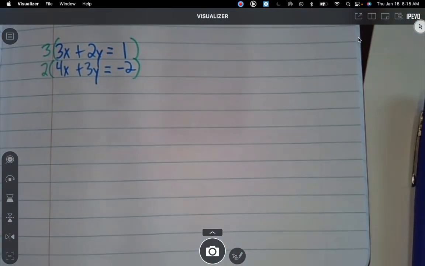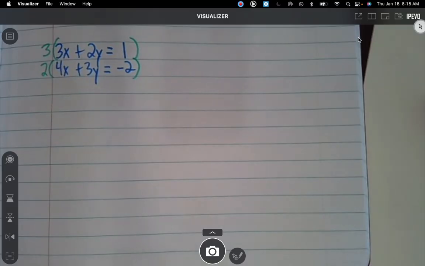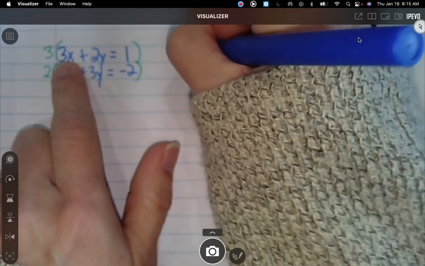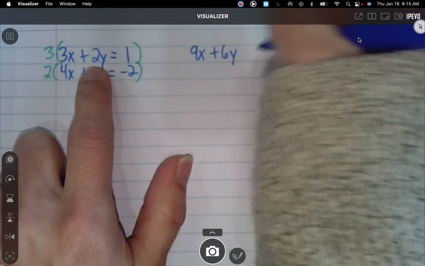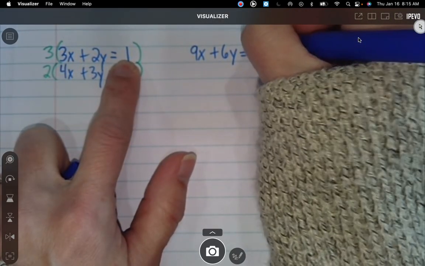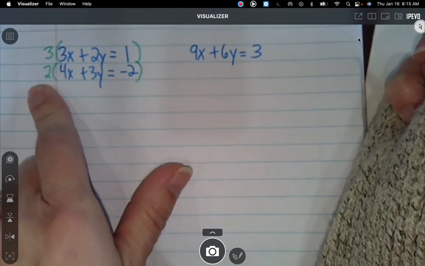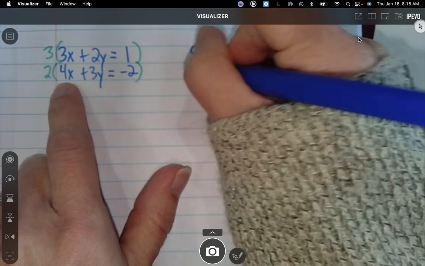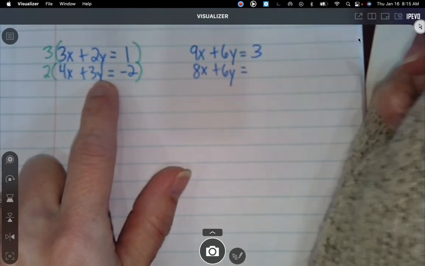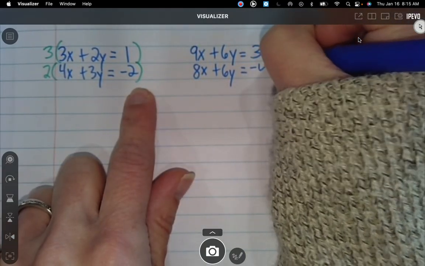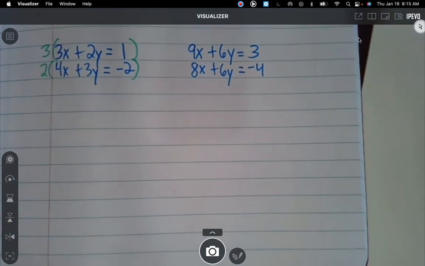So let's multiply them both. All right, so what is, let's see, 3 times 3x, 3 times 2y, 3 times 1. All right, now let's do this one. 2 times 4x, 2 times 3y, they match, that's good, and 2 times negative 2. All right, any questions before I move on? I just distributed. Now we can add or subtract these equations.